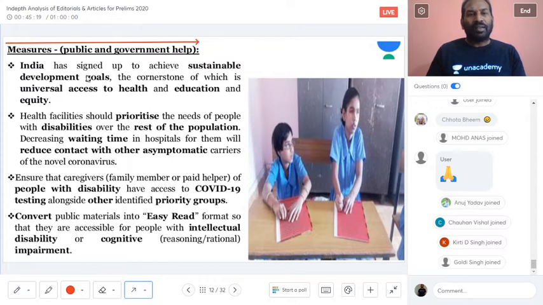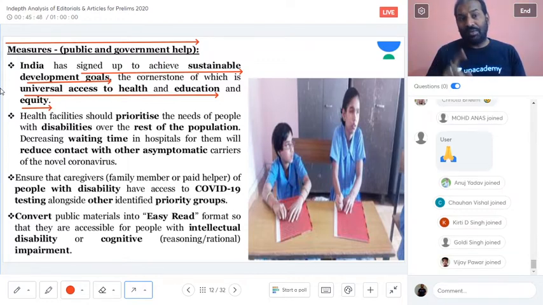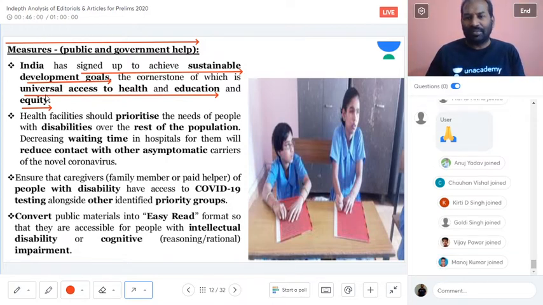India is a signatory to the Sustainable Development Goals. I have said once in the class how many Sustainable Development Goals there are. If anybody can please try to type in, because one of the Sustainable Goals is in regards to universal access to health and education, and not only health and education but also equity, not equality. There is a difference between equality and equity. What the sustainable development goal says is that each and every country has to provide universal access to health and education and equity. So when it is equity, it is everyone.